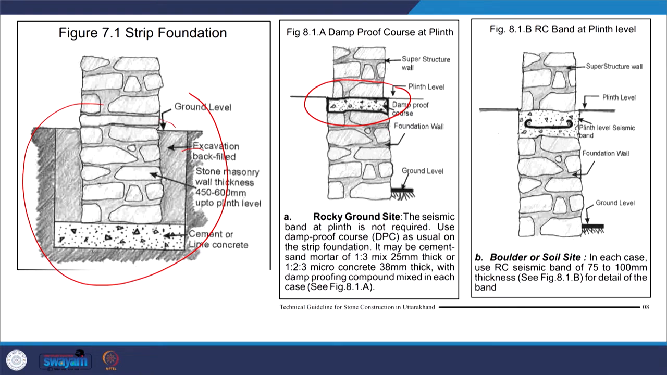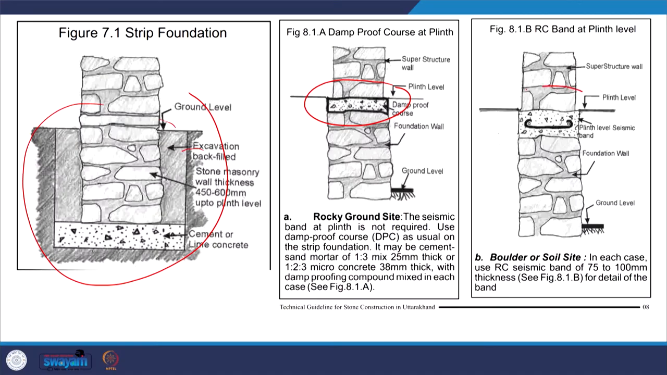And that is what kind of mixture. It could be 1:3, cement and sand in the 1:3 ratio, or it could be 1:2:3 micro concrete, 38 mm thick, with damp proofing compound mixed in each case. So in that way they have given certain guidelines, having an RC band at the plinth level, and this is again a seismic band.